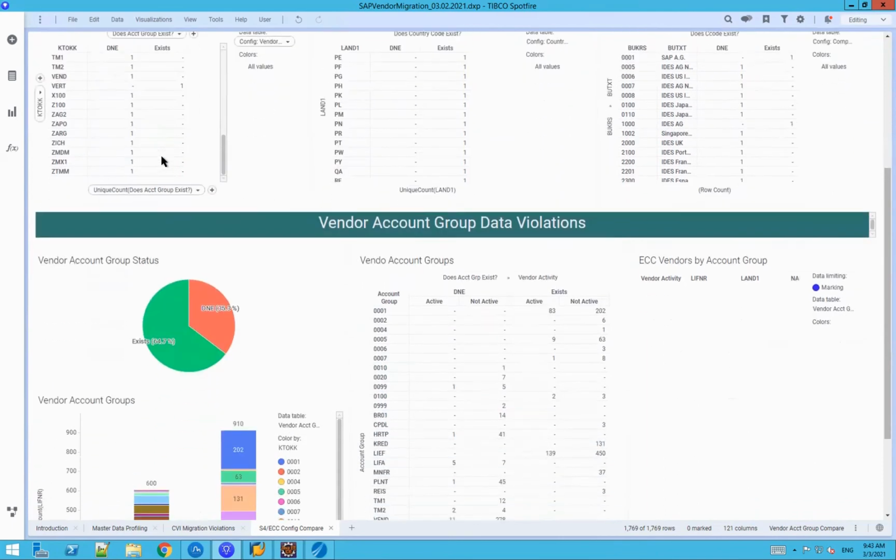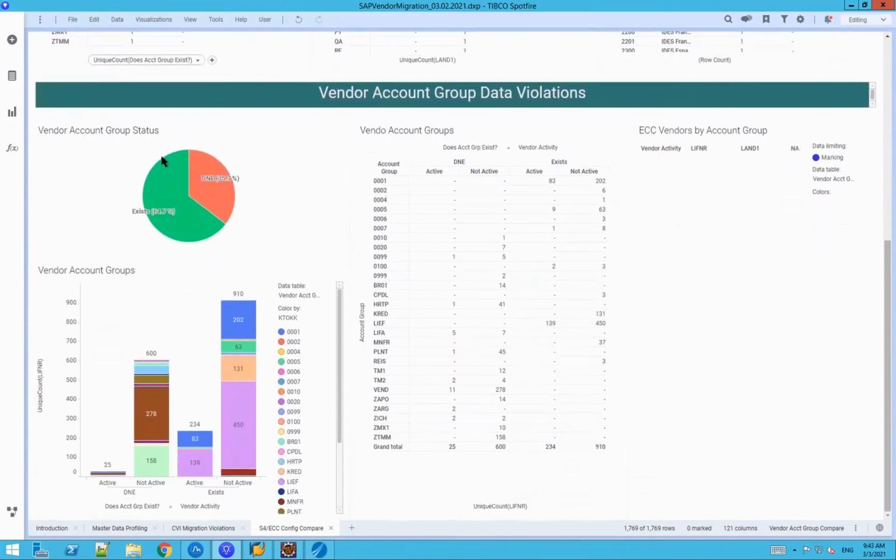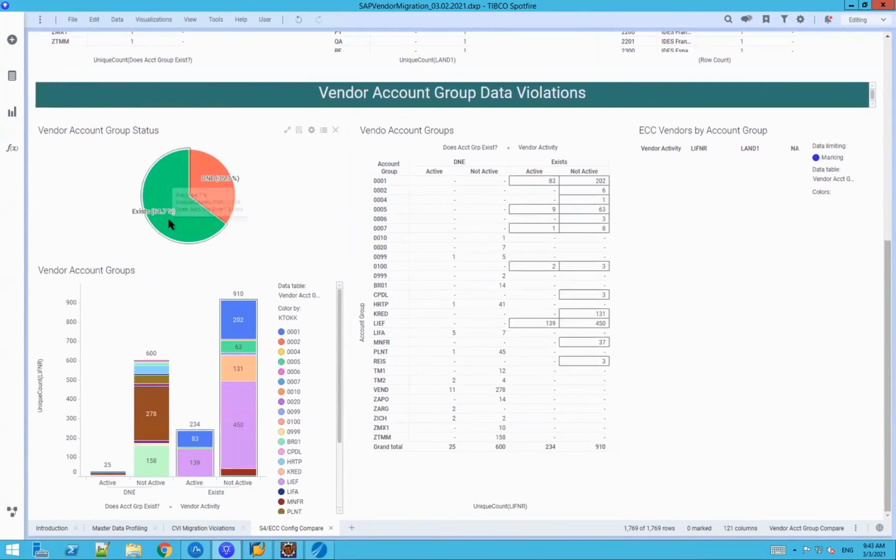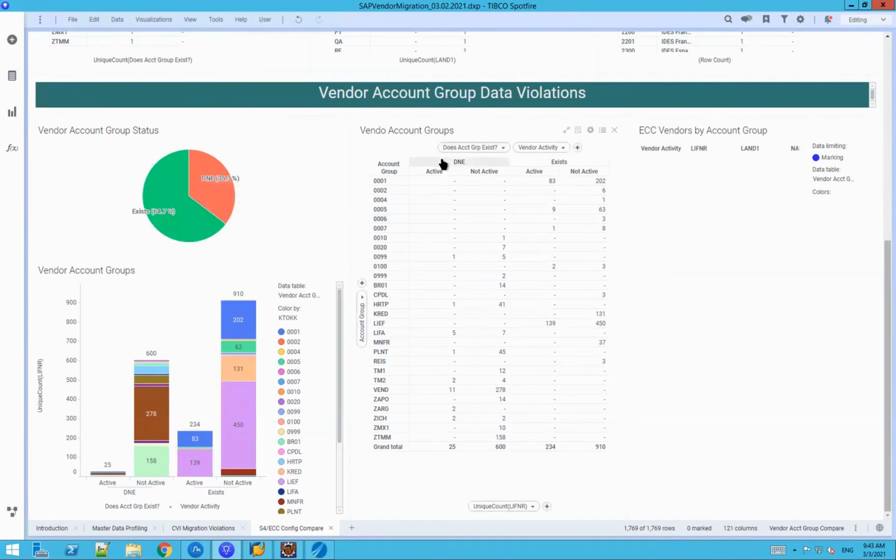So now this is the point where we're actually comparing the ECC master data to the configuration in S4. We're breaking this up per account of vendors per account group, and then also taking into consideration the account group that's been configured or hasn't been configured in S4. So this column here, does not exist, means that the account group has not been configured in S4. All the ones that exist mean the account group has been configured. We don't have any issue there.